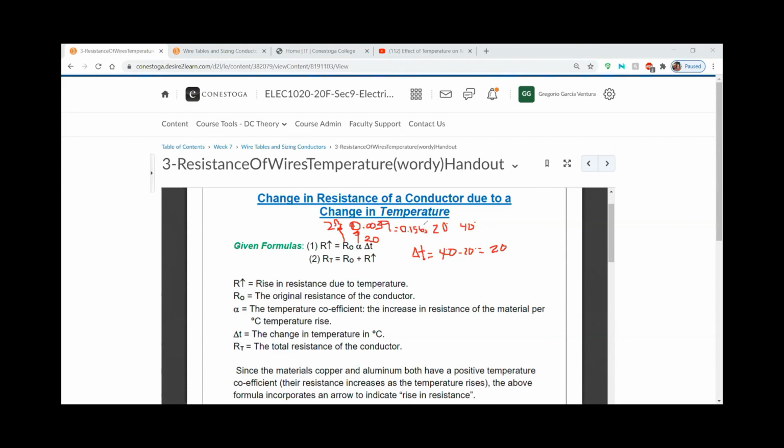Okay, now that we know that the resistance has increased by 0.156 ohms when it goes from 20 Celsius to 40 Celsius, with the second formula that we have right here at the bottom, we are able to determine the total resistance of the conductor. You can see that right at the beginning, my initial resistance, which is the original resistance of the conductor, as we can see in here, I said was 2 ohms. And the increase of resistance was equal to my 0.156.